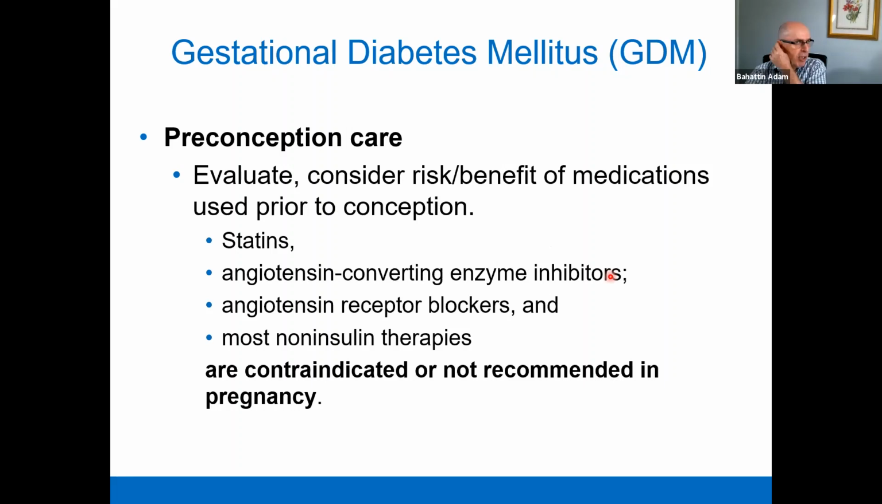As a preconception care, before the female gets pregnant, you have to evaluate the patient and consider the risk and benefit of the medication used prior to conception. These kinds of medicines can be used prior to conception, but during pregnancy, statins, angiotensin converting enzyme inhibitors, or angiotensin receptor blockers, and most non-insulin therapies are contraindicated and not recommended in pregnancies.